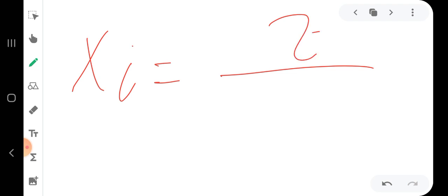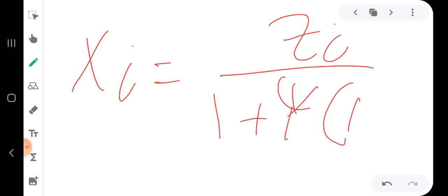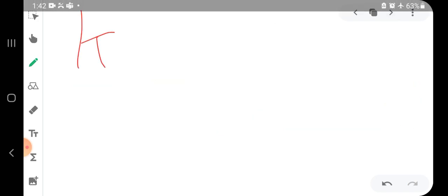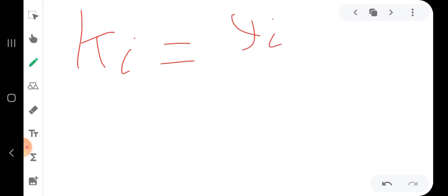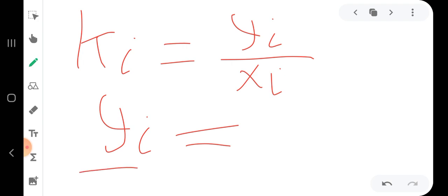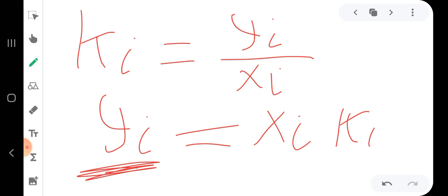so let's rewrite it again. So Xi you can get from Zi over 1 plus psi times Ki minus 1, and remember that Ki is equal to Yi over Xi. So Yi you can get directly, the composition in the vapor phase. You can get it by rearranging this equation. It will be Xi Ki. So you can find the composition in the vapor phase if it is required.